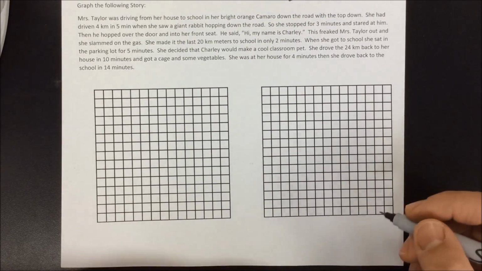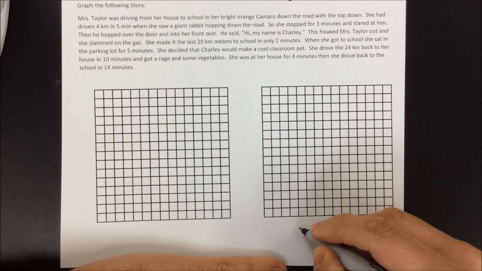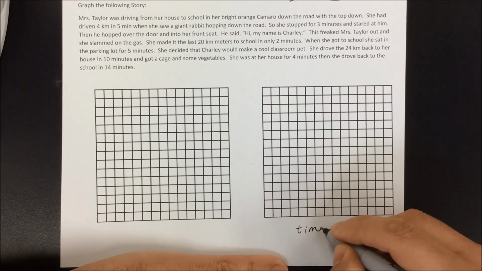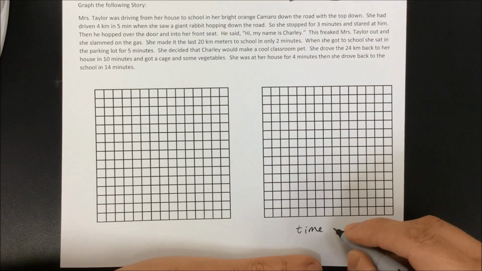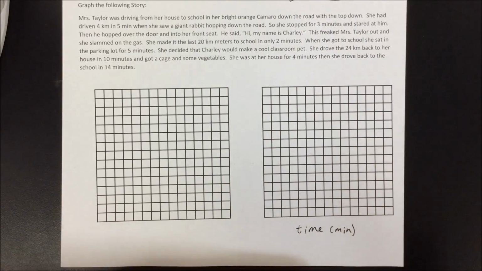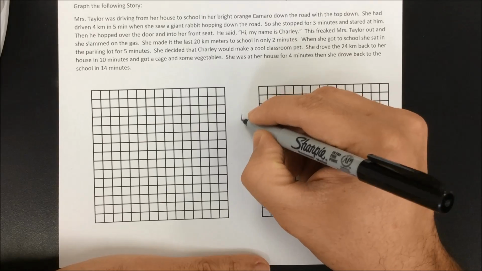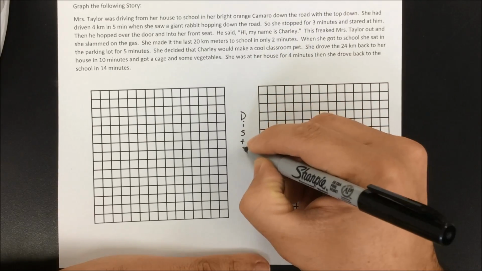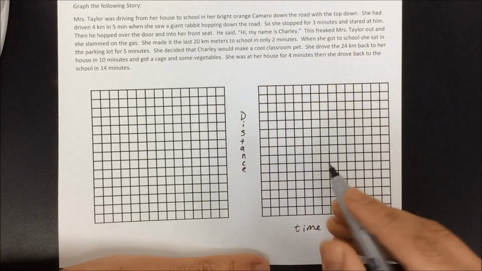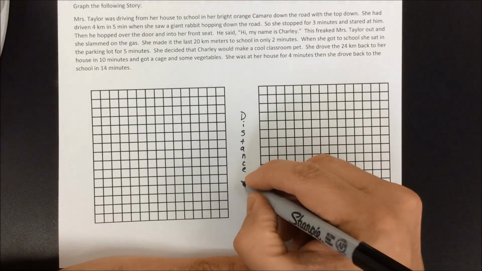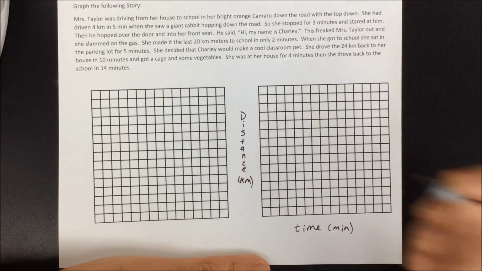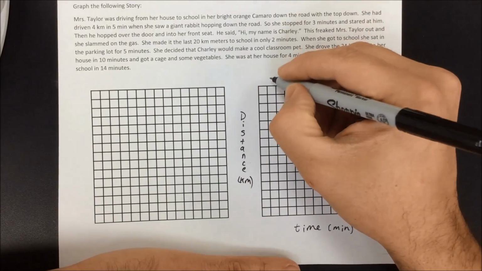So the first thing I'm going to do is label my axes. So I'm going to write time. It goes on the bottom, and it looks like it's measured in minutes. And I'm going to write distance on the side. And it is measured in kilometers. Go ahead and write a title.